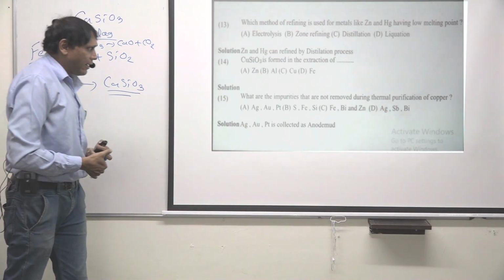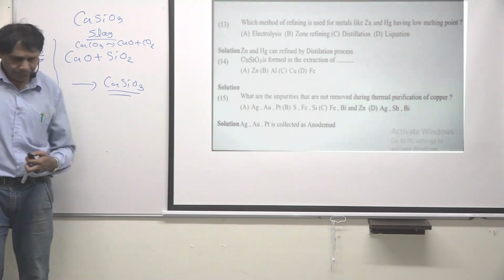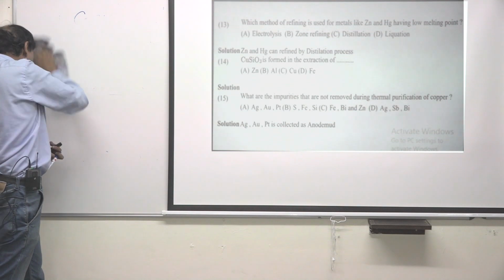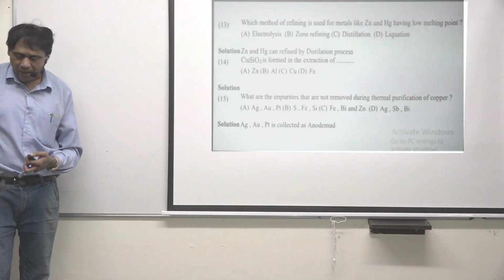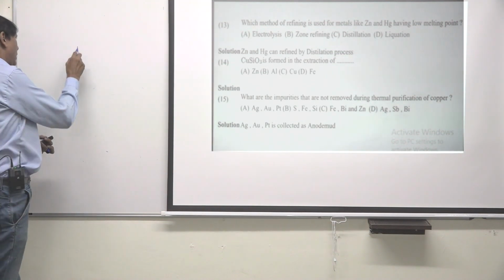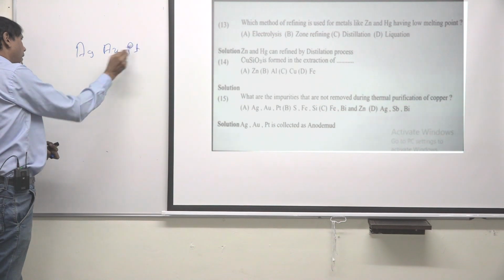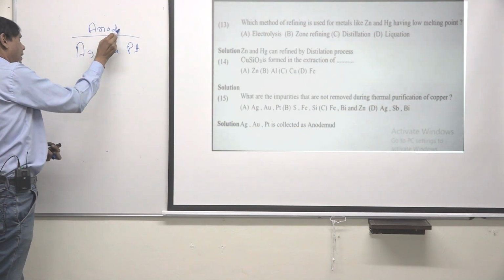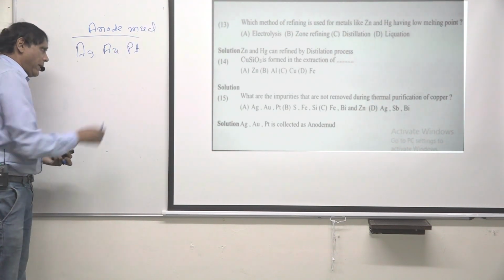What are the impurities that are not removed during the thermal purification of copper? Again, a very easy MCQ. On thermal decomposition, noble metals cannot be removed, but they gather under the anode, looking like Ag, Au, Pt. These are the noble metals gathered under the anode, and it is known as anode mud. So silver, gold, and platinum.